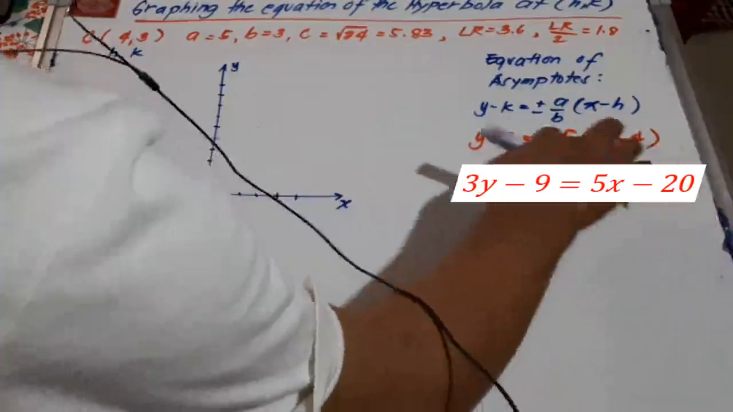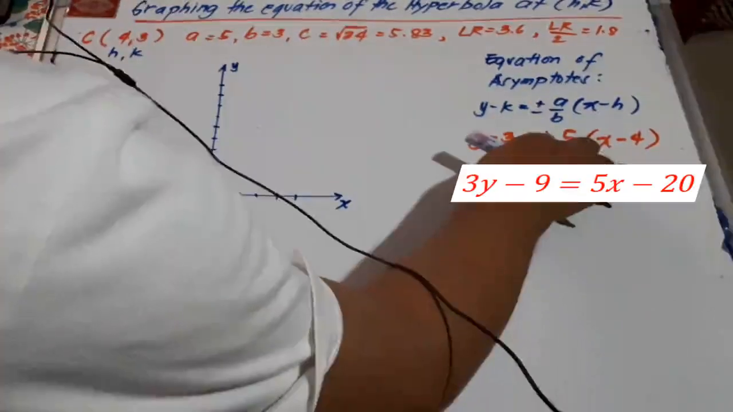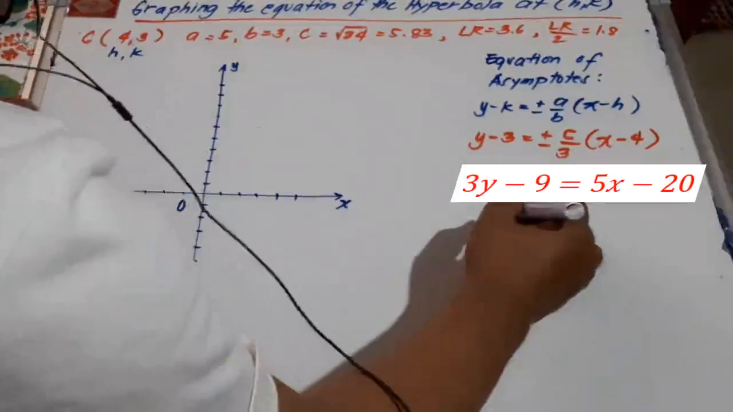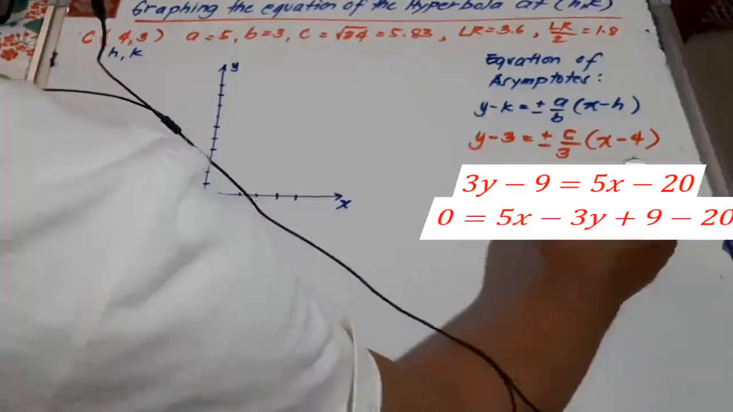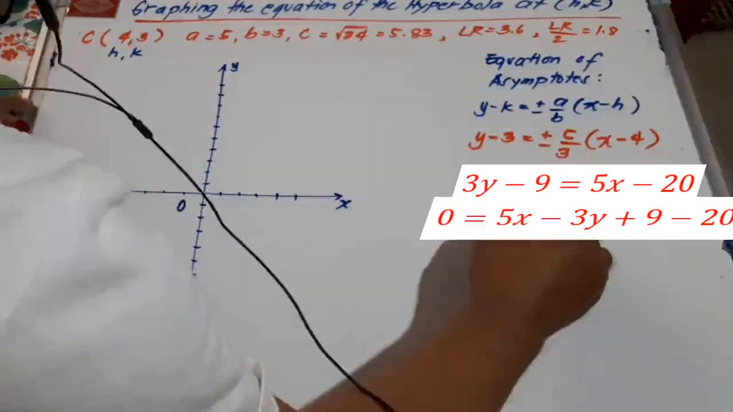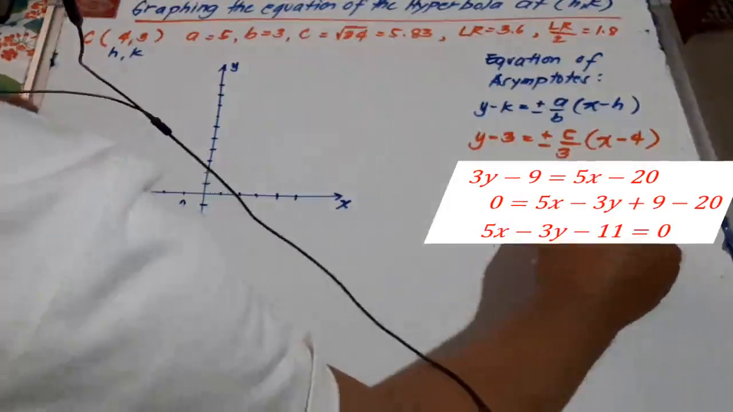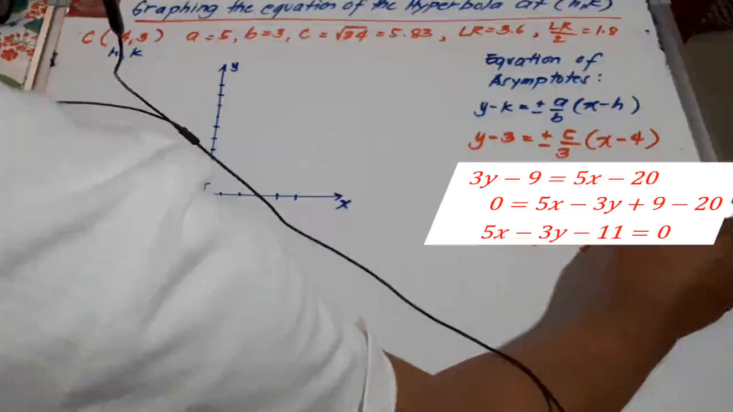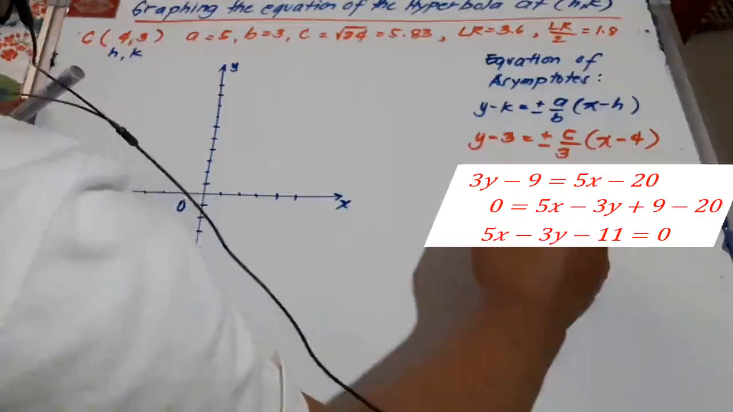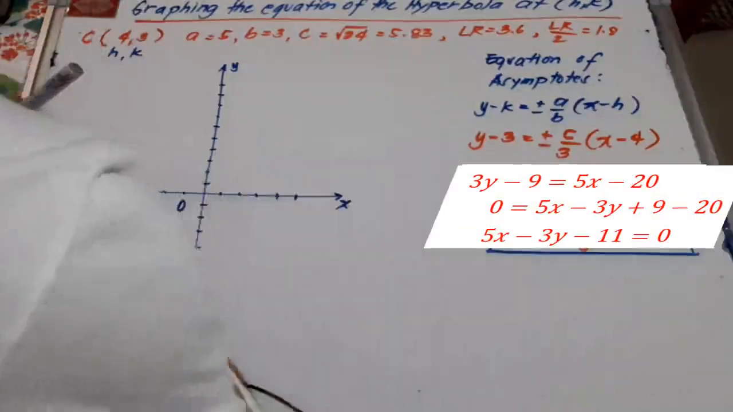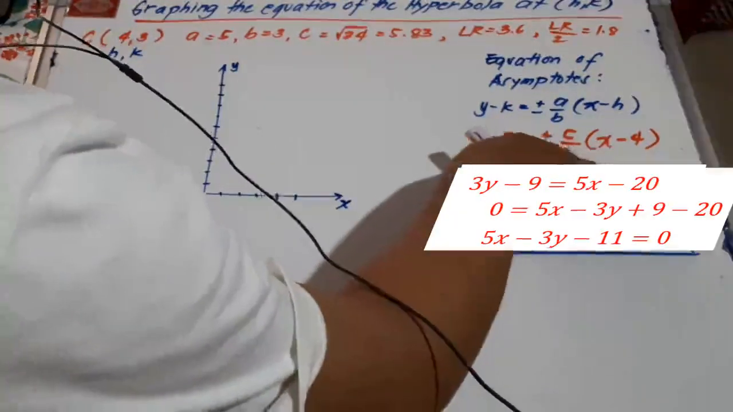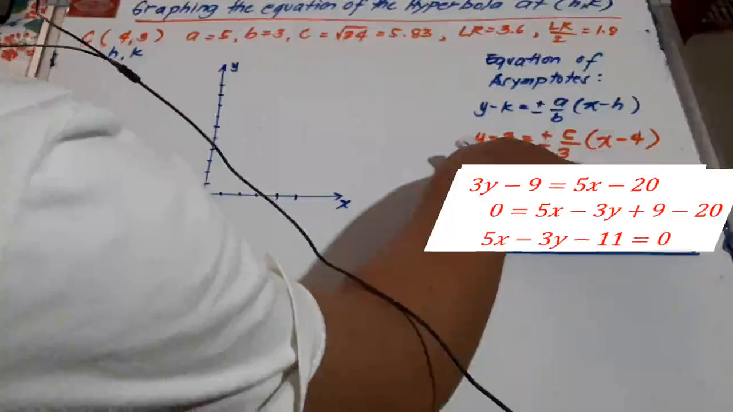Transpose natin to. Consider ko muna yung positive, kaya wala yung negative doon. Then I cross multiply 3 to y minus 3. Then transpose 3y minus 9 to the other side. So 0 equals 5x minus 3y minus 4 plus 9. So we have 5x minus 3y plus 5. Ilagay ko na yung 0 sa right side. So this is the first equation of the asymptotes. So the second equation is if 5/3 is negative. So i-multiply ko, magiging negative yung 5.